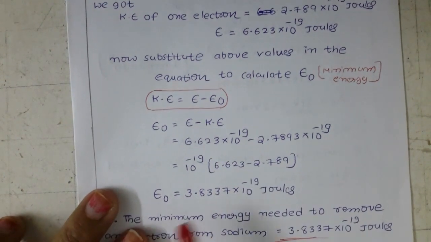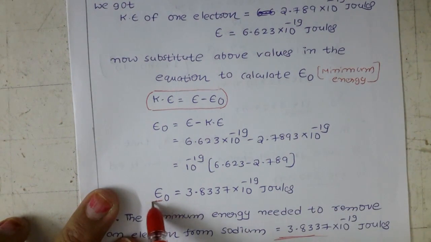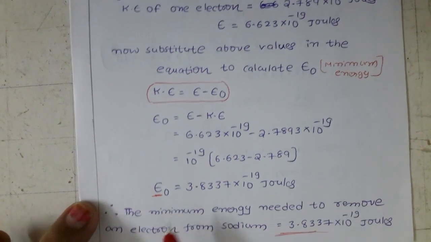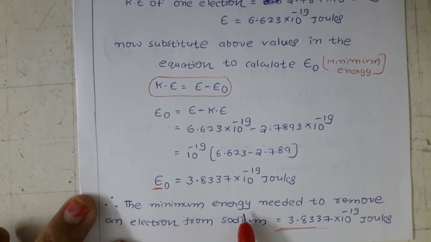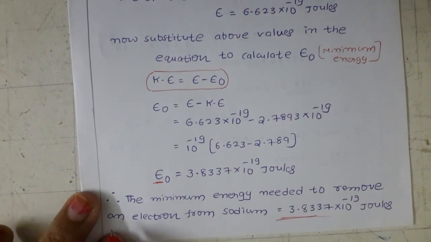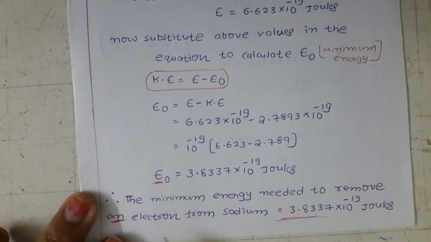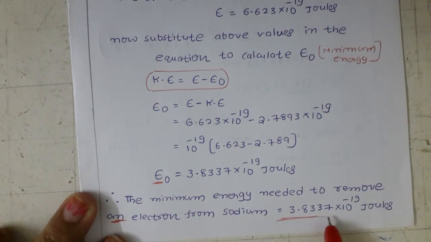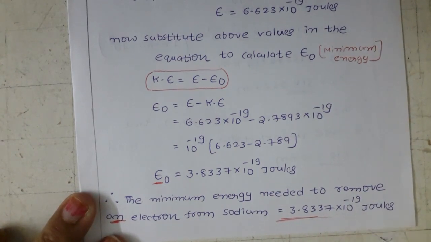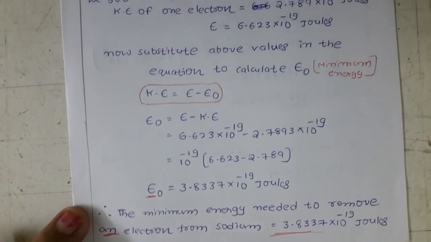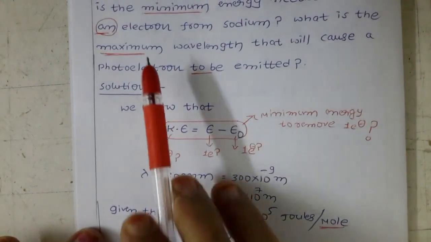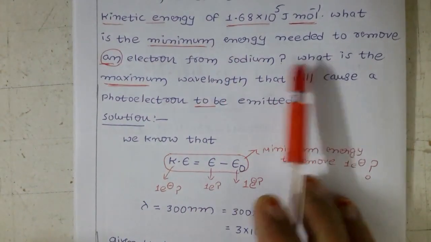You got now E naught. This is the minimum energy. Therefore, the minimum energy needed to remove an electron from the sodium is how much? 3.8337 into 10 to the power of minus 19 joules. So we completed one half. The first question is what? They are asking the minimum energy needed to remove an electron.